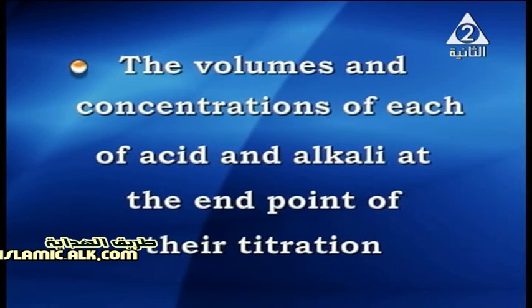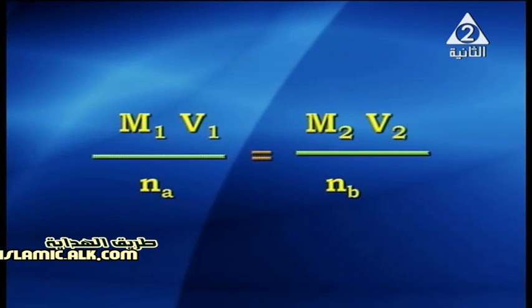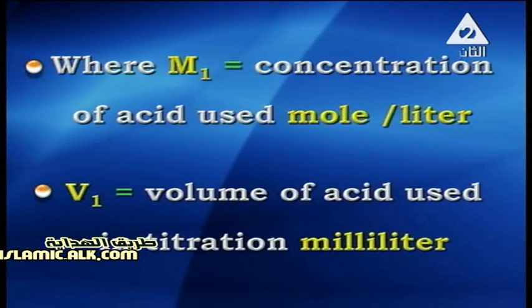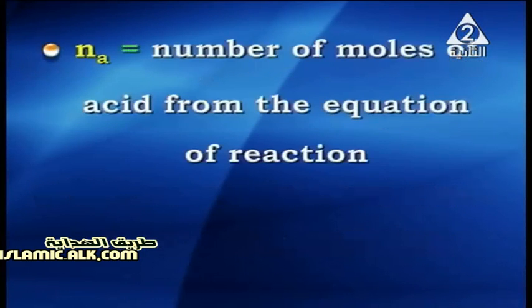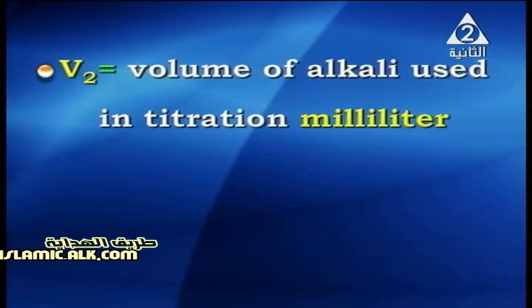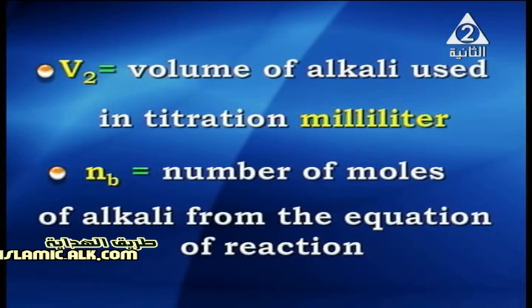Mention the mathematical formula relating the volumes and the concentration of each of acid and alkali at the end point of their titration. Here M1 V1 over Na equals M2 V2 over Nb, where M1 is the concentration of the acid used in mole per liter, V1 is the volume of the acid used in titration in milliliter, and Na is the number of moles of acid from the equation of the reaction. M2 is the concentration of alkali used in mole per liter. V2 is the volume of alkali used in titration in milliliter, and Nb is the number of moles of alkali from the equation of the reaction.